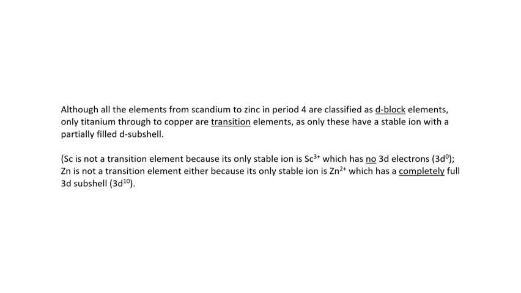But there is a certain logic to it. It's not just a completely random new definition that they've come up with, because ions that have an incomplete 3d subshell have characteristic properties that mark transition elements out as different from other ones. And what you find is that scandium 3+ and zinc 2+ don't have those unusual properties, and that's why they get excluded. So let's just briefly summarize what those characteristic properties are.